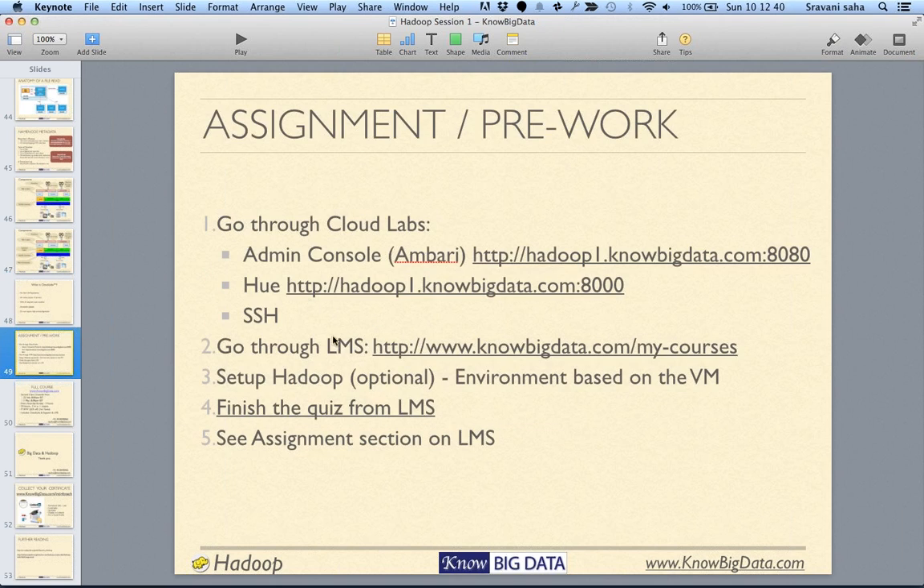Now, those who have already signed up for the course can finish the quiz based on today's exercise. There are around 50 questions based on today's session. You can also go through the admin console, because you must have got the login password to Cloud Labs, and you can go to Hue for controlling various tools.